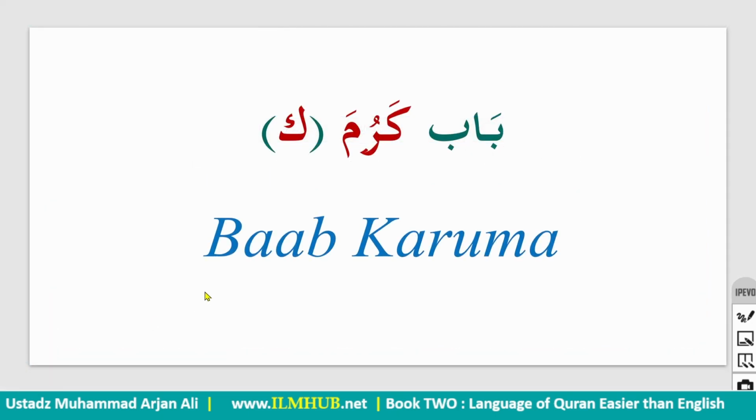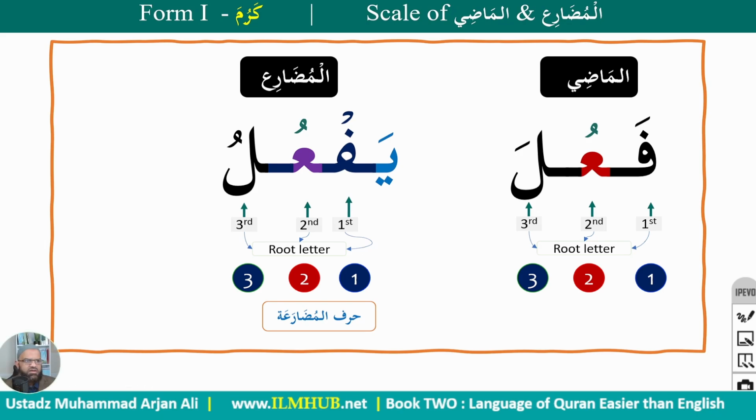Baab karuma. Baab karuma follows the pattern of u and u, meaning the middle root letter taking a dhamma or pesh. Now please note again, this is a very, very rare scale. Also, when the madi takes dhamma, I should say, the mudari does not take fatha or kasra. So you can always identify very easily what the mudari should be.